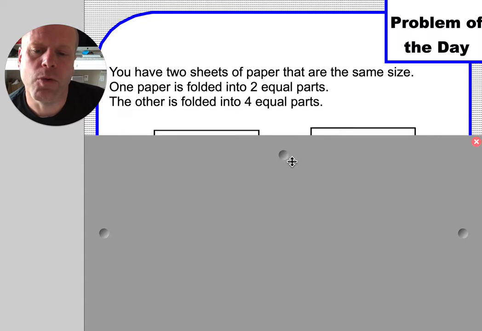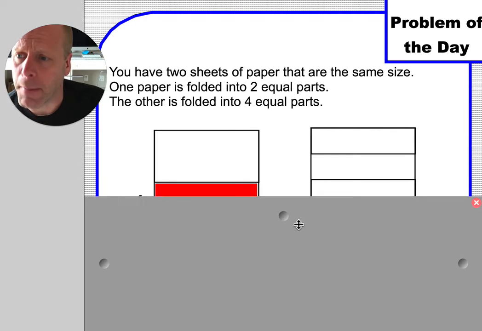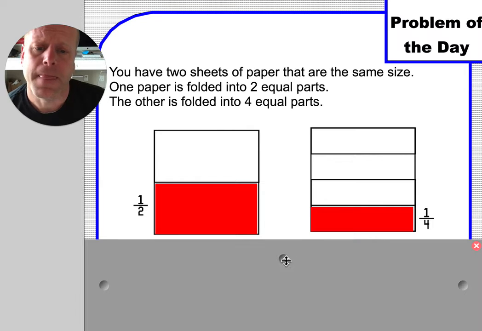So let me show you what that would look like with a model. So these are models. These squares are exactly the same size. One of them I folded right down the middle, and imagine each one of these is considered shaded in. It's called a half. And then here I have that same piece of paper folded into four parts. I've shaded in 1/4, right? 1 out of 4 of the pieces. It's called a fourth. Right?